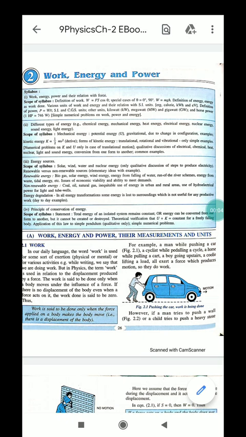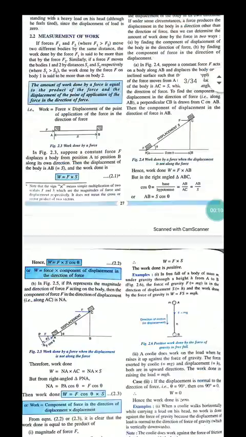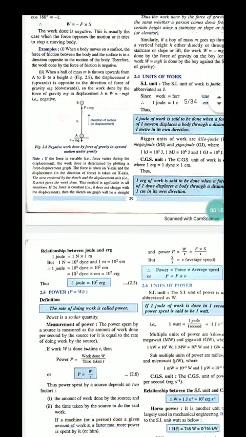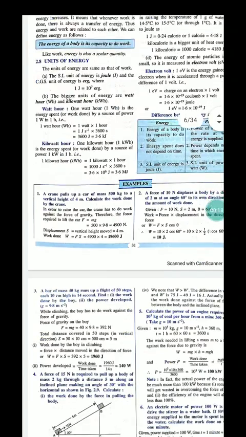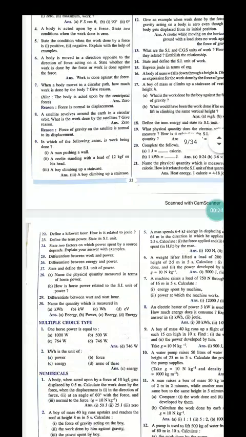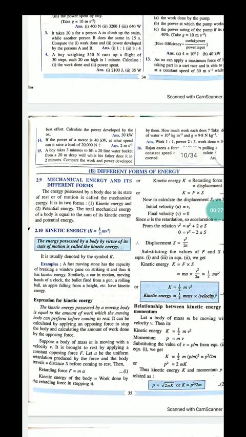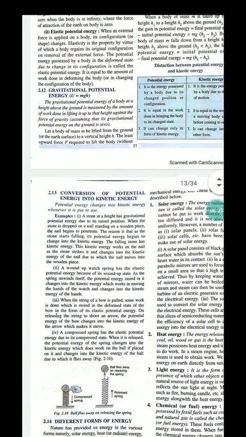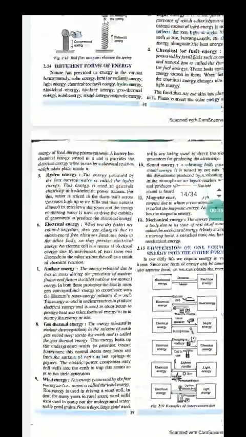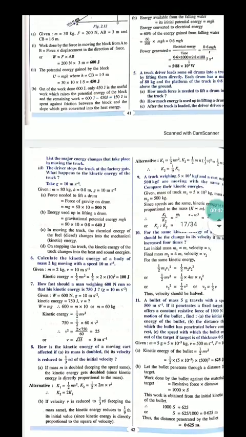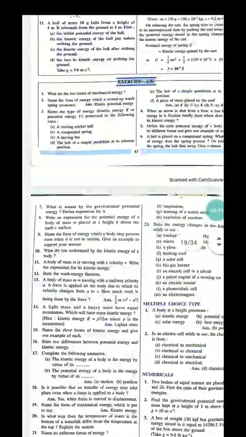We are doing chapter number 2, work energy power. We have completed exercise number 2a, where we have learned about work, units of work, and energy and units of energy. In 2b we have learned about mechanical energy, its different forms, kinetic energy and potential energy, and conversion of potential energy into kinetic energy, conversion of energies and different forms of energy. And we have completed the exercise number 2b also.